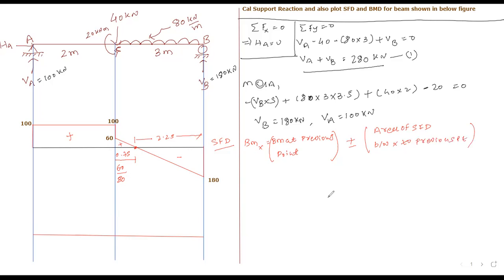Yes or no? Please confirm me. Is it clear? Yeah, that is your equation. Now tell me what is the value of moment at point A in the chat box. Fast, let's go.